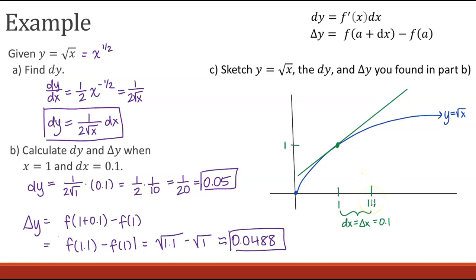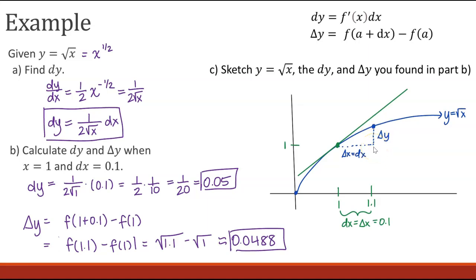Let's start by finding the actual change in y. If I go to 1.1, then let's go ahead and find y of 1.1. So that would be actually on the curve, square root of x. So delta y is the actual change in y values. So we're looking at this little distance here. So this little distance is my delta y. So this little distance here was our delta x or our dx, and this is our actual change in y.